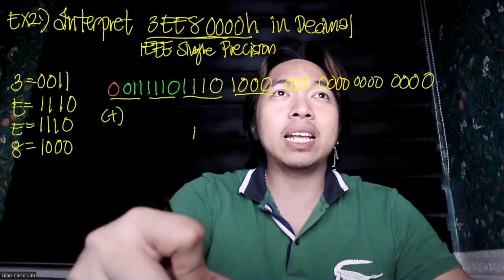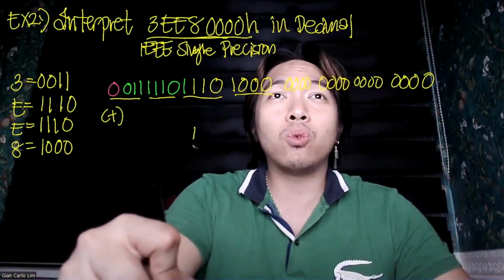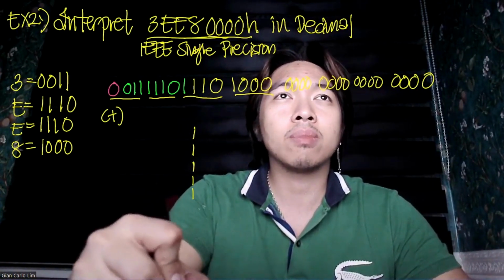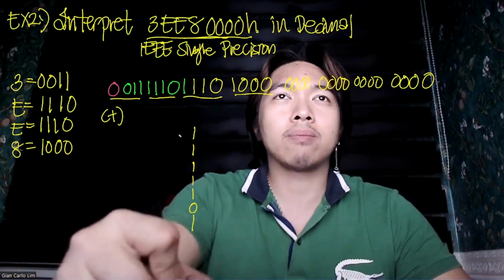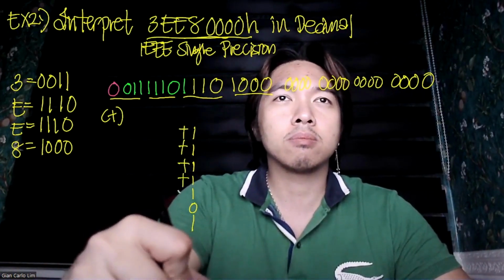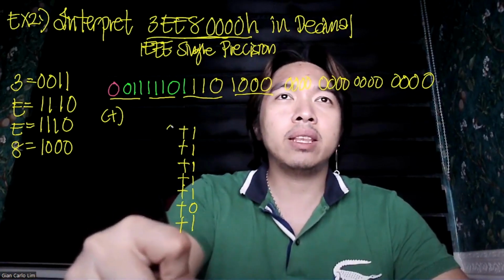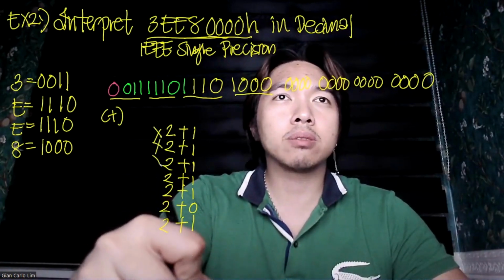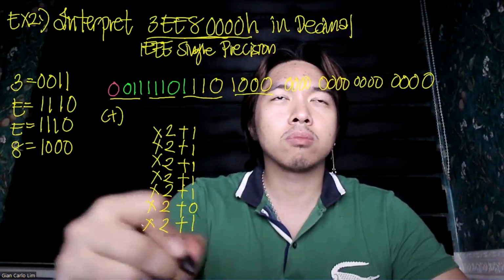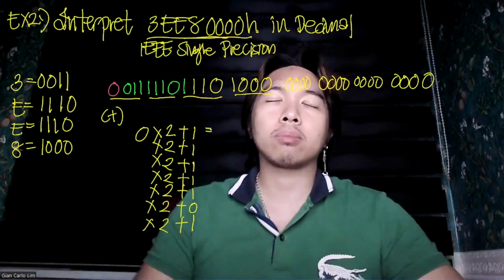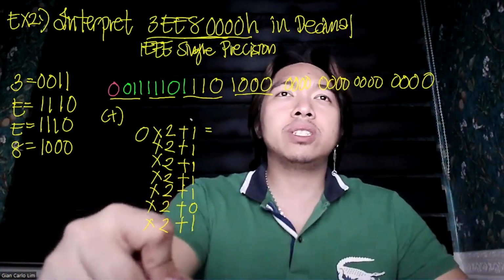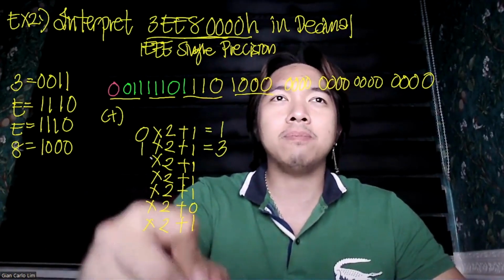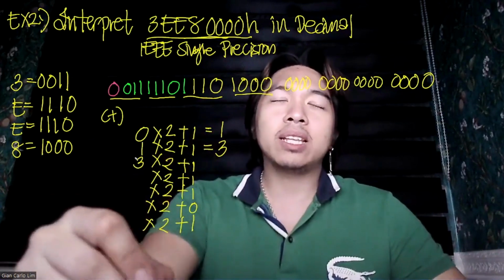So pwede natin ignore isang 0 dito and just write 1, 1, 1, 1, 0, and 1. Then plus, and then this is 2, and then times. Then 0 here. All right. So 0 times 2 is 0 plus 1. So that is 1. 1 times 2 is equals to 2 plus 1. So that is 3. 3 times 2, so 3 times 2 is 6 plus 1.